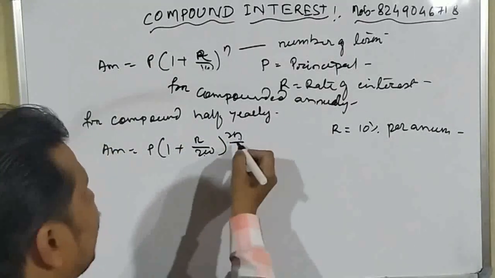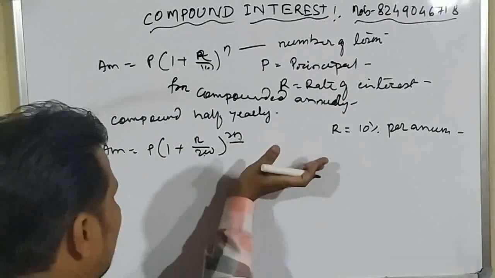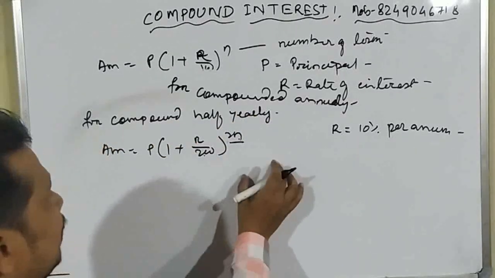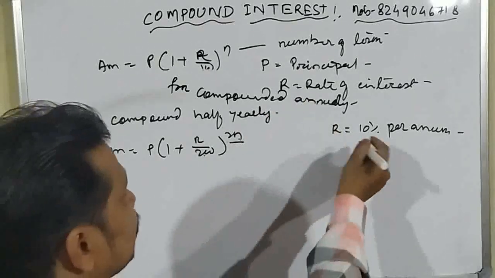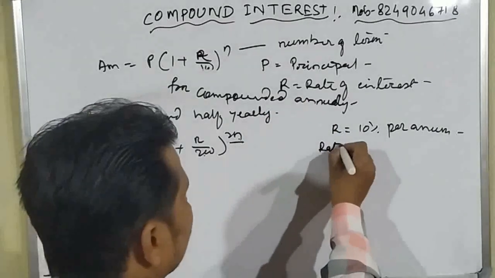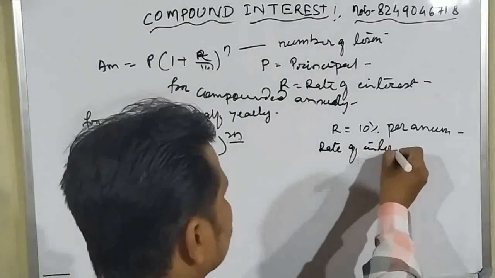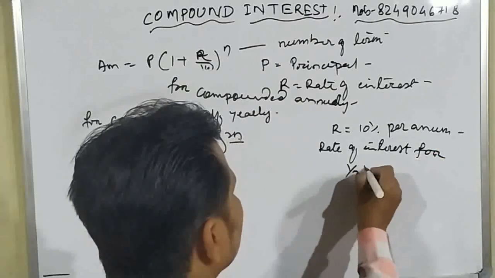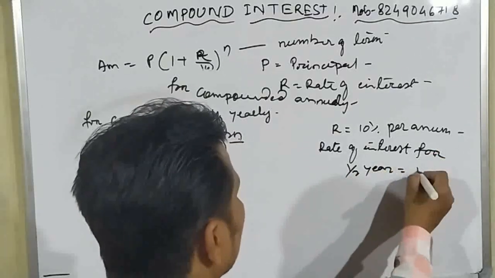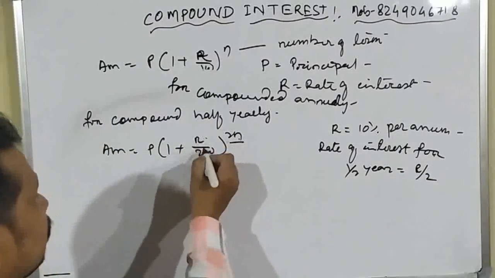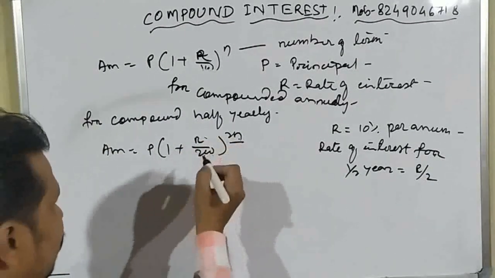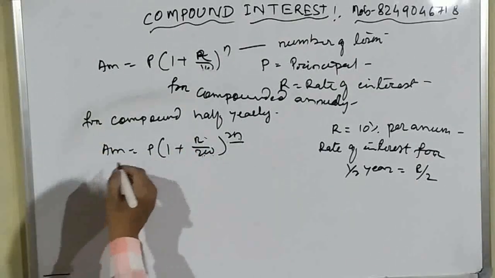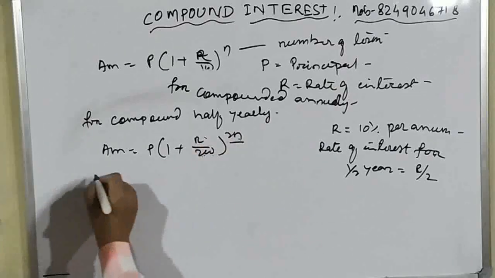So in half a year, we know that after half a year the interest will be added to the principal. So what is the rate of interest for half a year? The rate of interest for half a year equals how much? R by 2. So here R by 2 and 100, it will become R by 200. Okay, students. So in this way we can also find the formula for compounded quarterly.